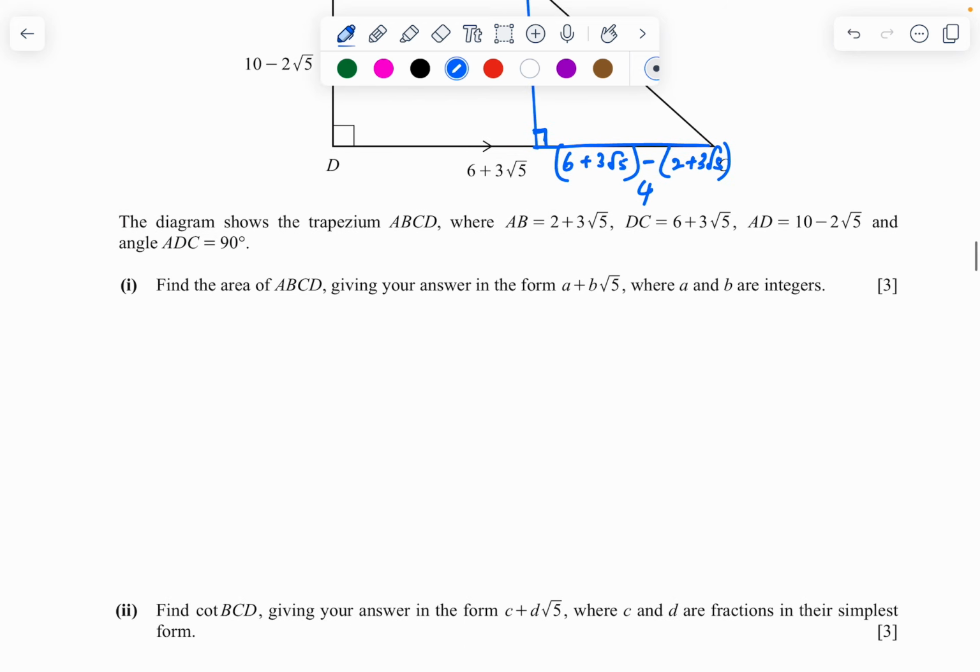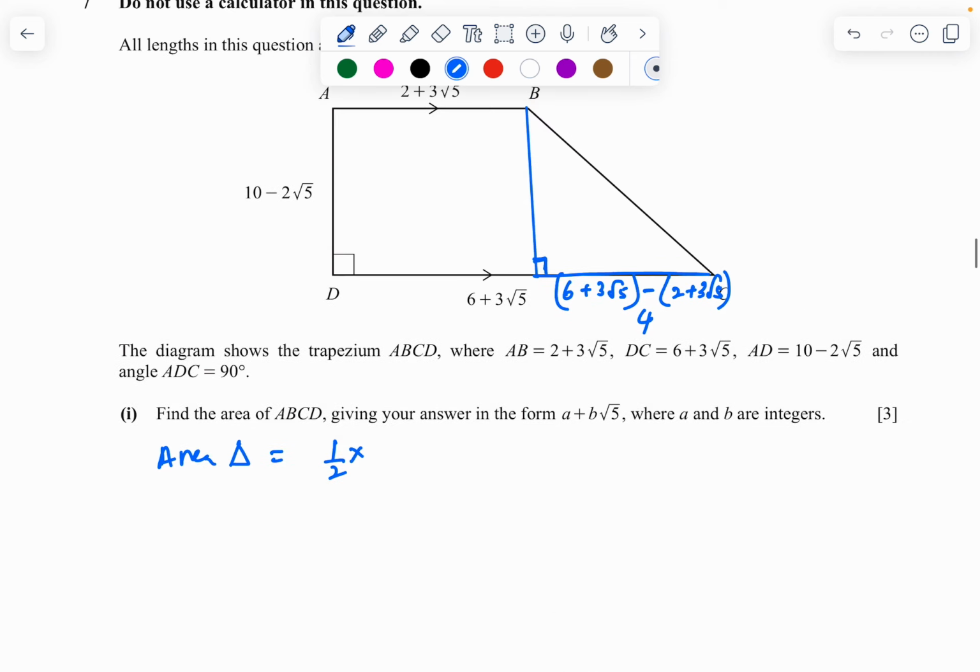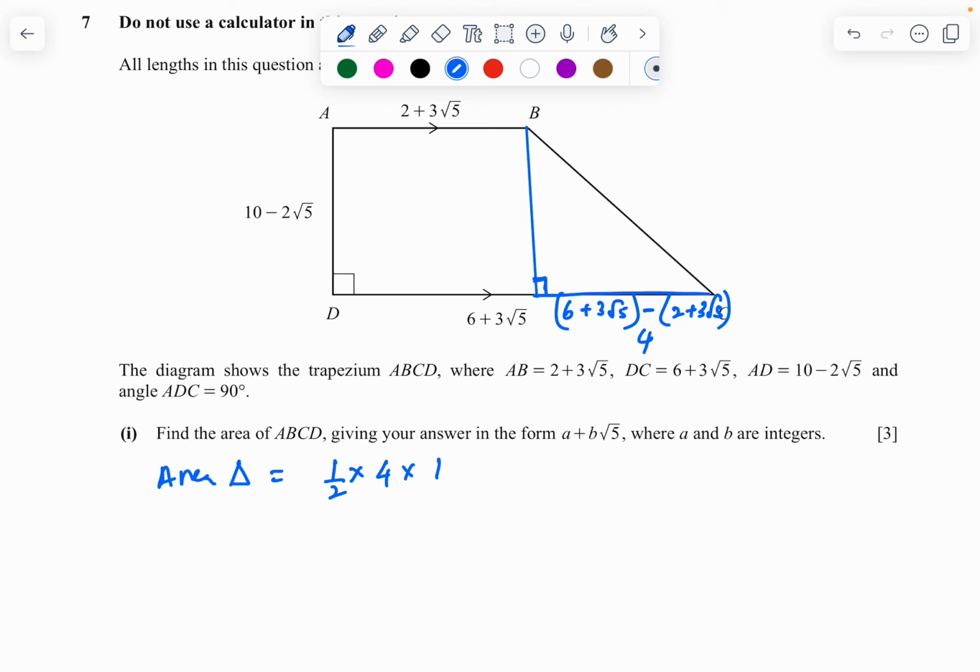So area of a triangle first. I will find the area of the triangle. Half times base times height, which is 4 times 10 minus 2 square root 5, because this is also 10 minus 2 square root 5. So times 2, so this gives me 2 times 10 minus 2 square root 5. So this I'll write as 20 minus 4 square root 5.